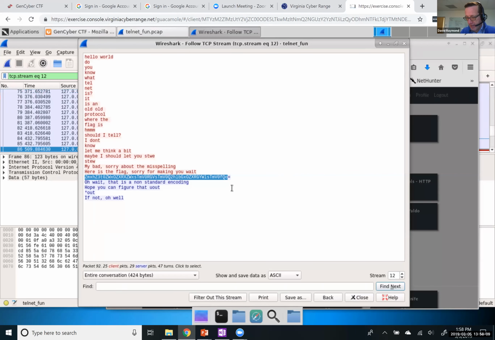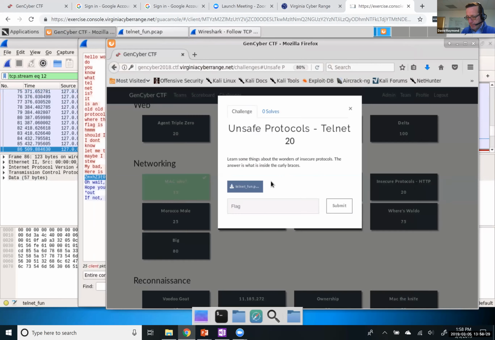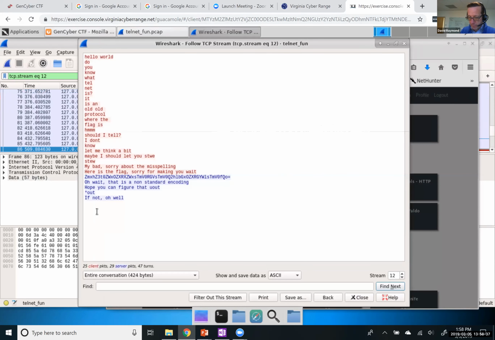You know, this is not the flag, right? So I can take this, this could be a ruse. Maybe this is the flag. So I'm going to take that, see if I can copy, right click and copy, and I'll go here, and I'll put it in, submit, and that's not the answer, right? Okay, so it says, oh wait, that's a non-standard encoding. Hope you can figure that out. If not, oh well. And here it's this string of uppercase, lowercase, and numbers. And at the end, it has a single equal sign.